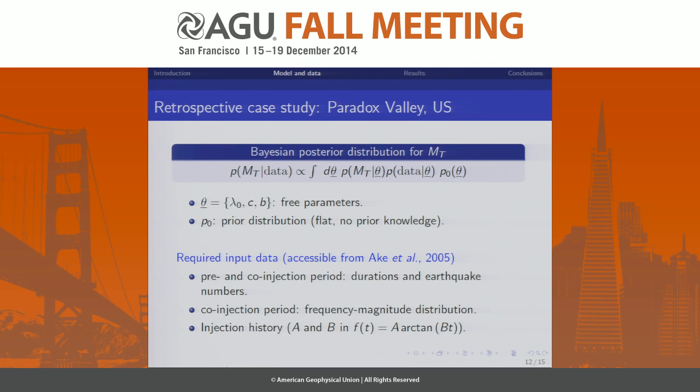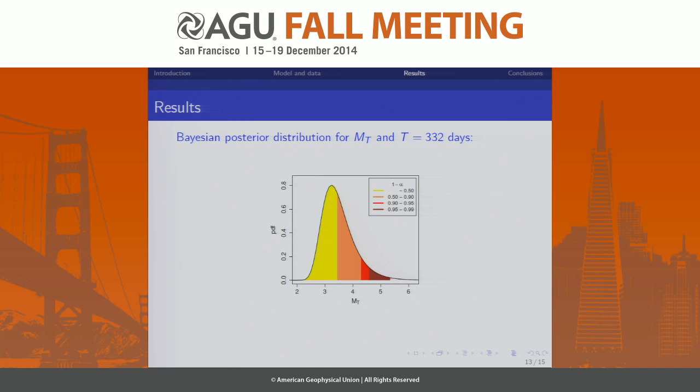So with this at hand, we can calculate the Bayesian posterior distribution, which is given here. This is a probability density function. Here we have MT, the earthquake magnitude, for this time period of 332 days. And on the vertical axis, we have the PDF, and I also show you here confidence intervals color-coded. It's always difficult to compare a probability distribution with a single value. As I said before, we wanted to focus on this magnitude 4.3 earthquake. And what we can say is that this magnitude 4.3 earthquake, which occurred in year 2000, is found at the upper end of the 95% confidence interval.